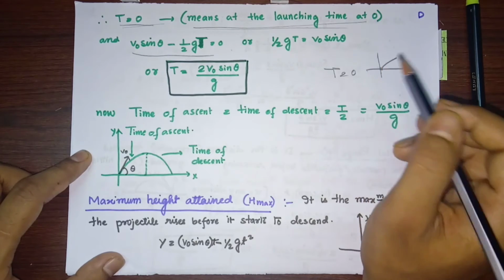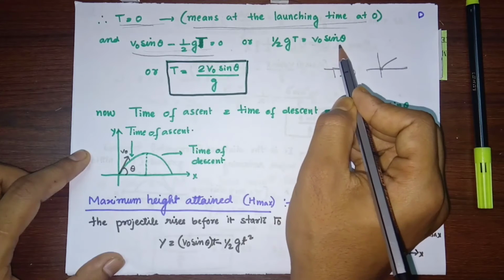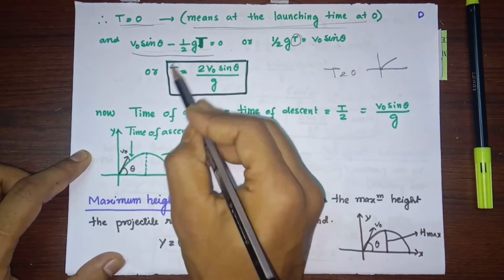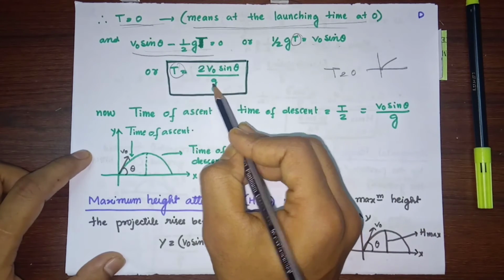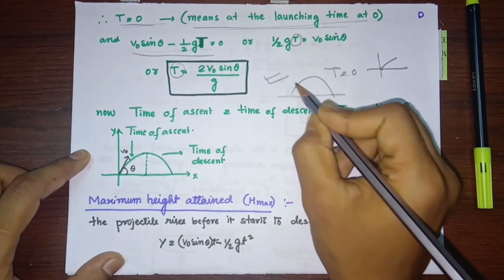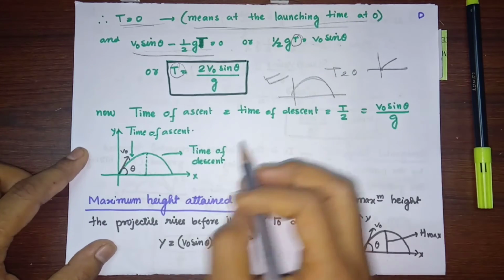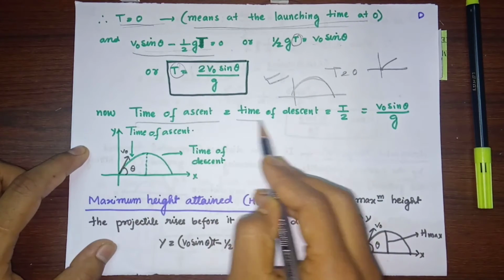Okay, this is the point where t is equal to 0 on the origin, and if we solve it, half gt is equal to v naught sin theta, then t is 2 v naught sin theta by g. This is the time of flight. T equal to 0 is not taken, only t equal to 2 v naught sin theta by g is taken. Now, time of ascent equal to time of descent.